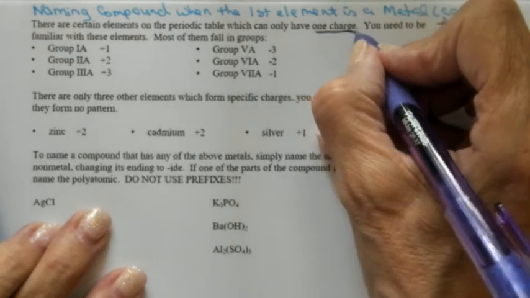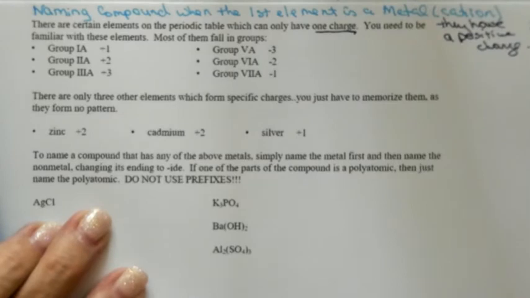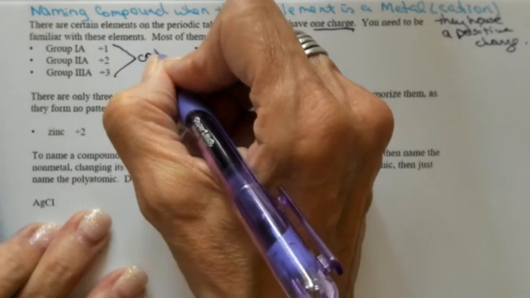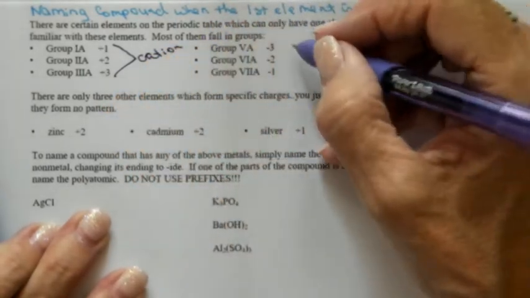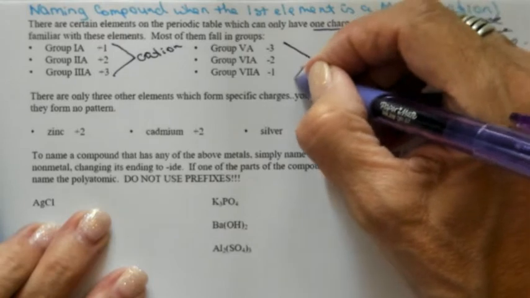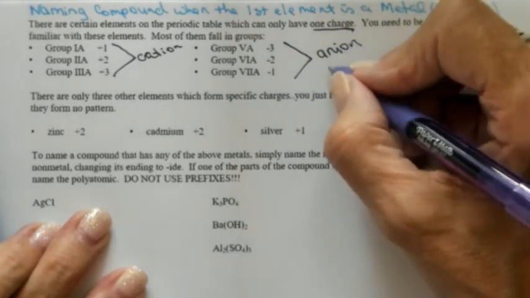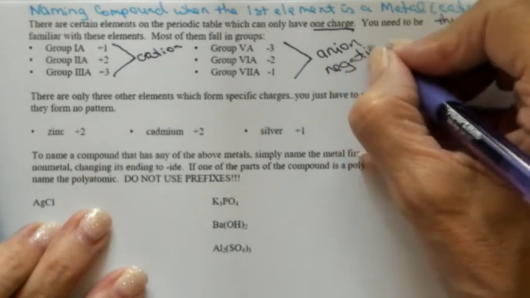These are located as for metals in group 1, which has a +1, group 2, +2, group 3, which is boron, aluminum, and gallium, with a +3. These are cations, these are metals, whereas groups 5 through 7 are negative. These are anions. They have negative charge.